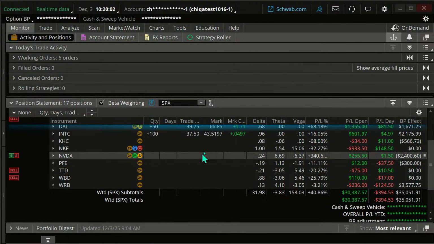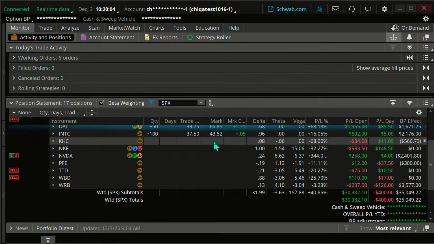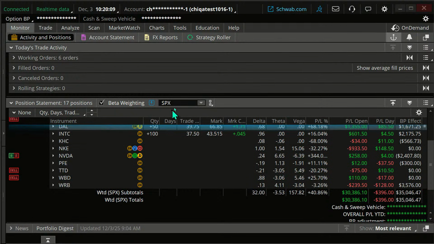Now I can put it on an individual stock here and beta weight it. But if I want the most direct correlation to the SPX, you can look at index options on the SPX.